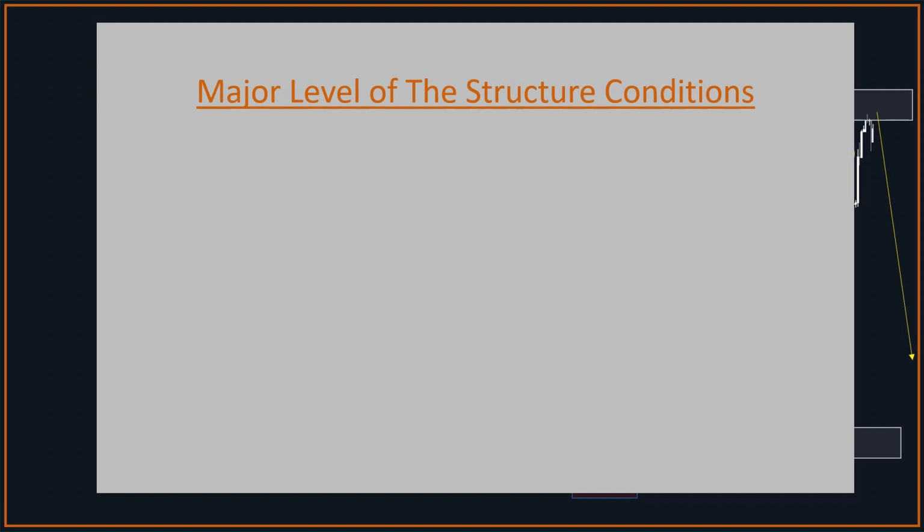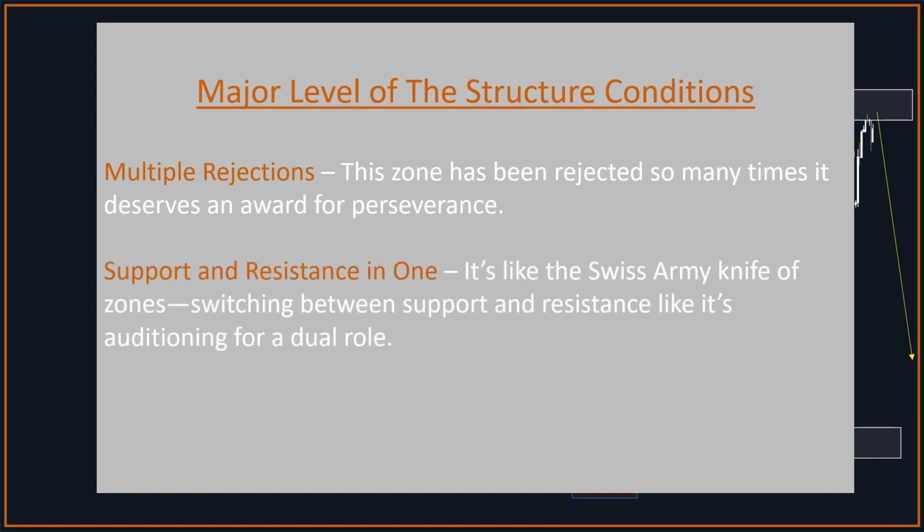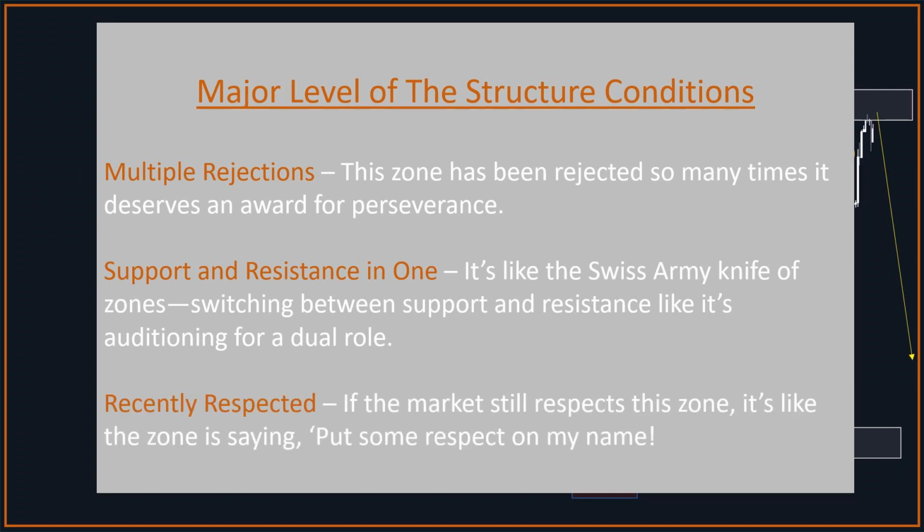To qualify as a major level of structure, 3 conditions must be met. Multiple rejections. This zone has been rejected so many times it deserves an award for perseverance. Support and resistance in one. It's like the Swiss Army knife of zones, switching between support and resistance like it's auditioning for a dual role. Recently respected. If the market still respects this zone, it's like the zone is saying, put some respect on my name. When all 3 conditions are checked off, congratulations, you've identified a major level of structure.